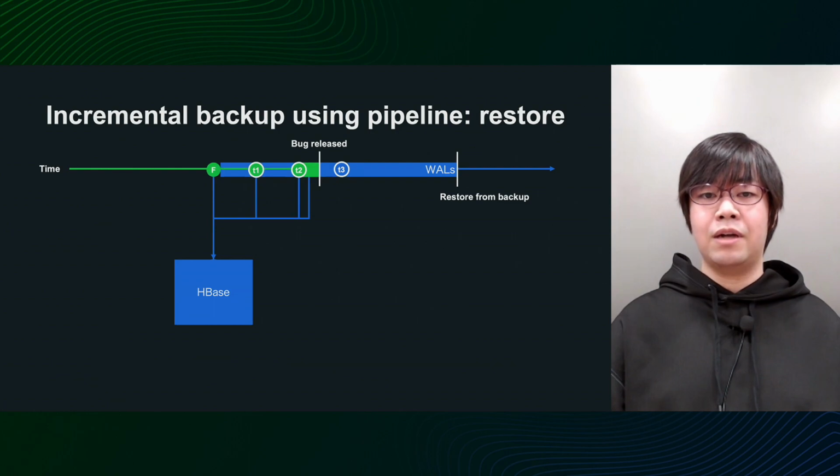Consider the case of restoring from these incremental backups. Let's suppose restoring right up to the point when this bug is released. In that case, we can restore the table from the full snapshot and incremental backups of T1 and T2 and replay the WAL from T2 until the bug is released, thus minimizing data loss and restoring the table.